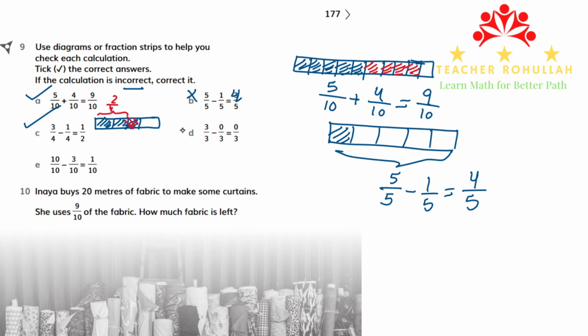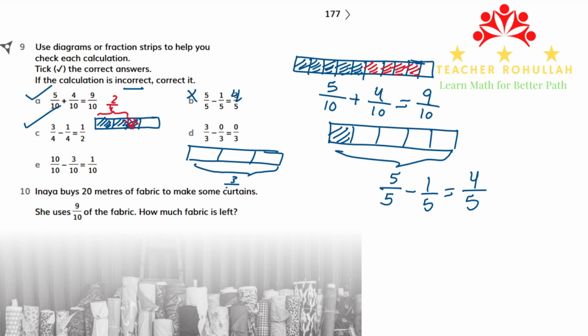Let's go on to part D. In part D, it says 3/3 minus 0/3 equals 0/3. This is also not correct. And the diagram here will show why it is not correct. If we cut this whole into 3 equal parts, this one is showing 3/3. It's showing not 3/10. It is showing 3/3.